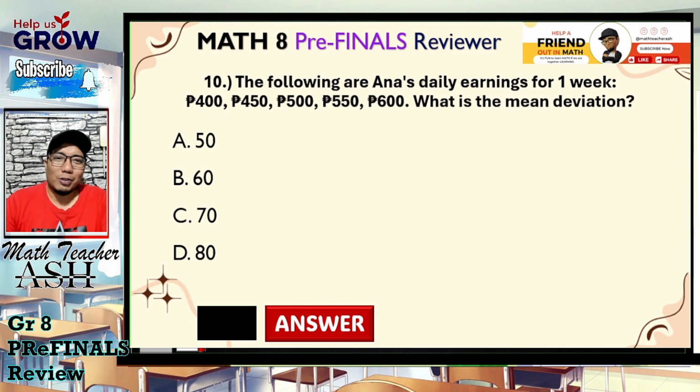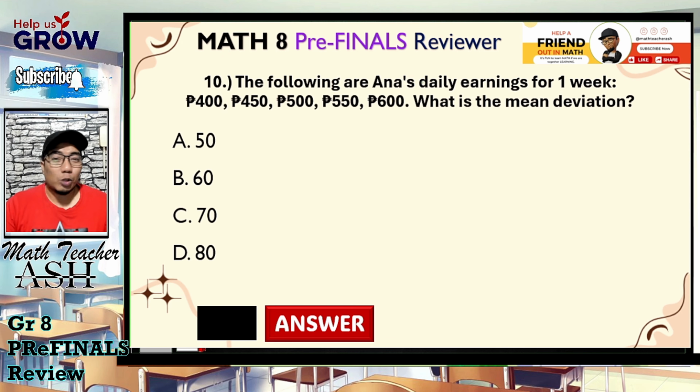Alright, my dear math learners, in getting the mean deviation, what we need to do here is to get the mean first. We add all the 5 numbers and then divide by 5. If we add 400, 450, 500, 550, and 600, I think the answer would be 2,500. 2,500 divided by 5, that is 500. So our mean is 500. That 500 will now be subtracted from each value, using the absolute value. So 400 minus 500, 450 minus 500, 500 minus 500, 550 minus 500, 600 minus 500. The answer for the first would be 100. The second would be 50. The third will be 0. The fourth will be 50. And the fifth will be 100.